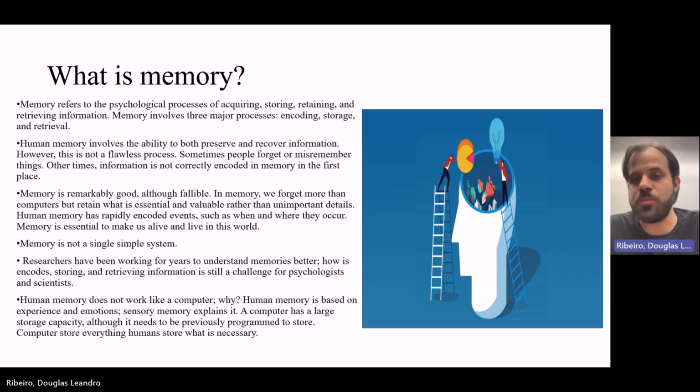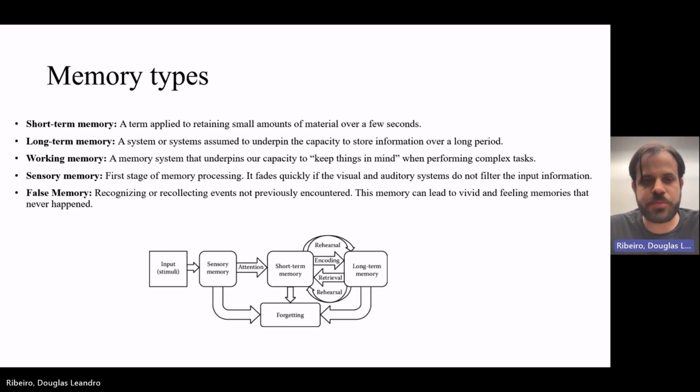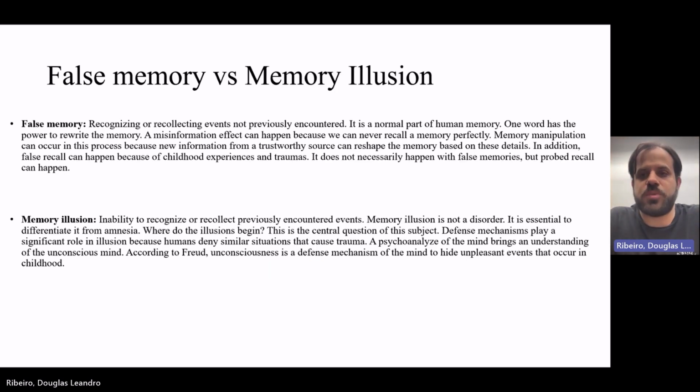Memory is not a single simple system; it is extremely complex. There are several types of memory: short-term memory, long-term memory, working memory, sensory memory, and false memory. That is the main subject of my presentation. What is the difference between false memory and delusion?